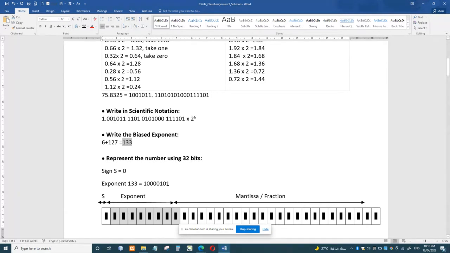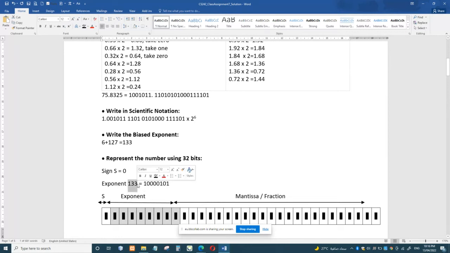133 can be represented as just a normal binary value. You can check: the position values are 1, 2, 4, 8, 16, 32, 64, 128. So this is 128 plus 5, which is 133. So we have taken 133, and this is just the binary representation of 133.